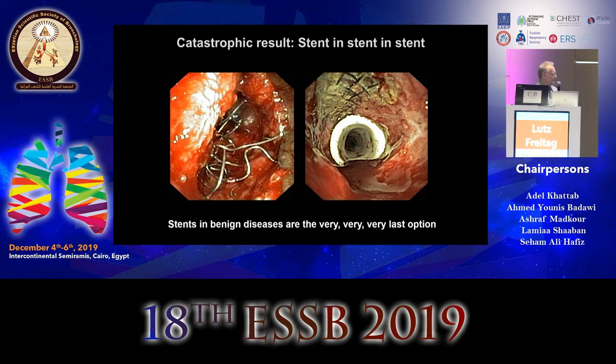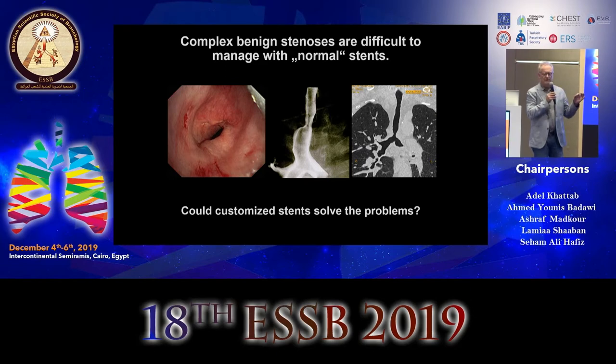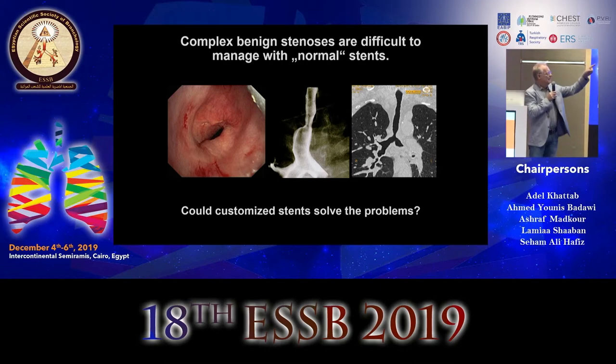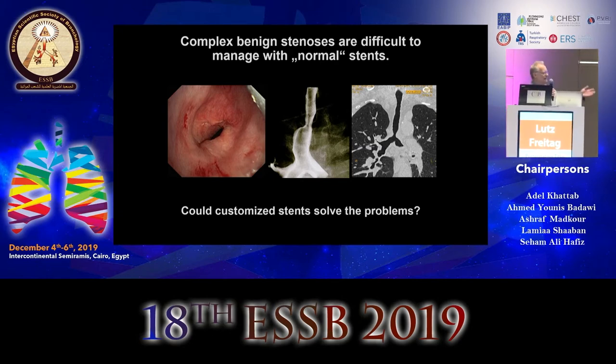So I wrote it down in the last line: stents in benign diseases are the very, very last option because the side effects are just too big. And we encounter these problems every day. When you take a look at such a stenosis and at what is available, you can tell from the first look that nothing would really fit, whether it's the mucosa here, or a big jump in the lumen in the middle image, or a stenosis very close to the carina and then again in the main and lobar bronchi.